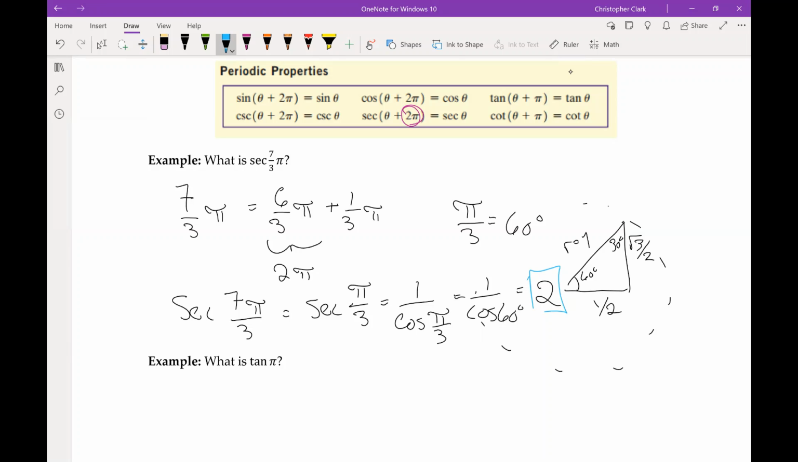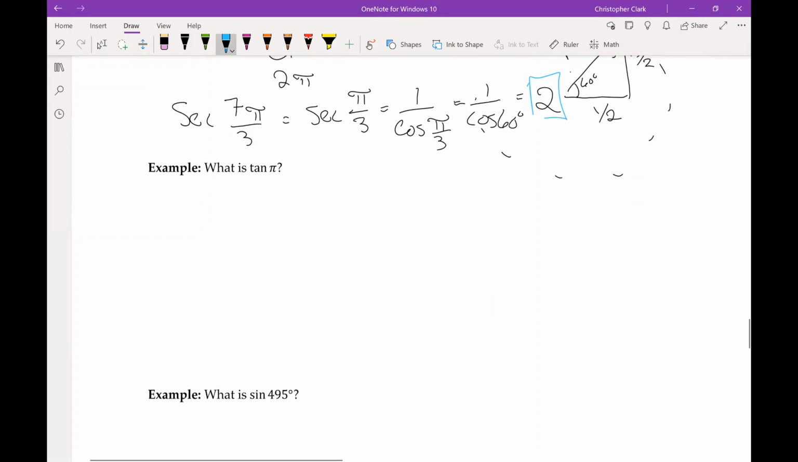And if you wanted to just skip this 60-degree step, that's fine. If you just remembered, oh, pi over 3, that's associated with root 3 over 2 and 1/2, that's fine. But I converted it to 60 degrees and drew my little triangle, solved for cosine of 60, and then just flipped it. So how about tangent of pi?